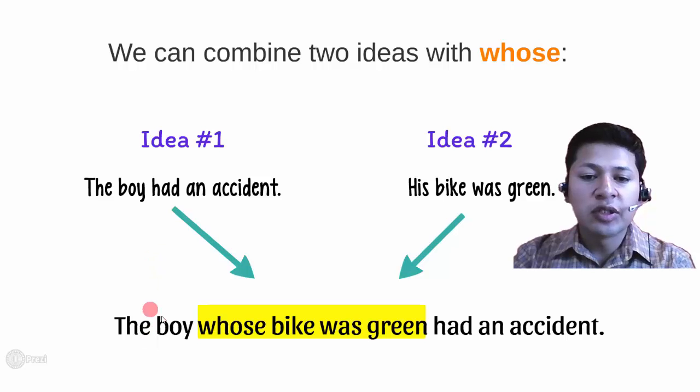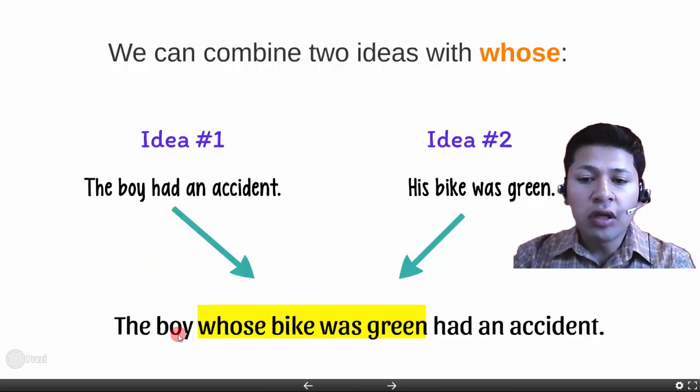Here we have the two ideas. The boy had an accident, idea number one, whose bike was green, idea number two. It is important to notice that we use whose with the idea that shows possession, which is idea number two, his bike.